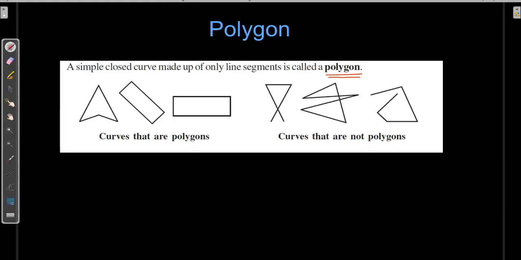In this video, we will learn about the understanding of quadrilaterals. So in this, the first topic is polygon. A polygon is defined as a simple closed curve made of only line segments. Here I have taken examples. These three figures are closed curves, simple and closed. But in these examples, this figure is open, here also the figure is open, and here also, so these three are not polygons.